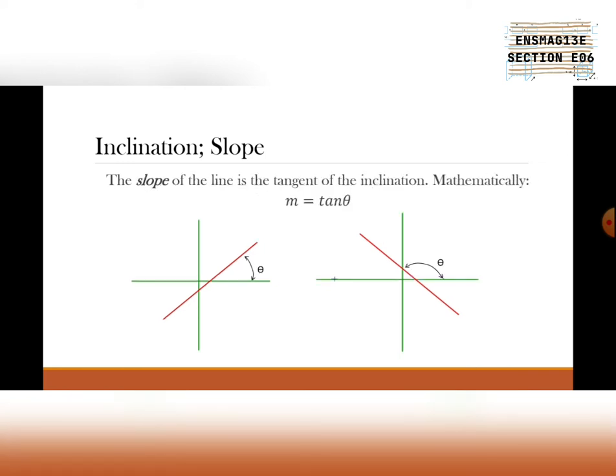The slope of the line is the tangent of the inclination. Mathematically, we have the formula: m, the slope, is equal to tangent theta.